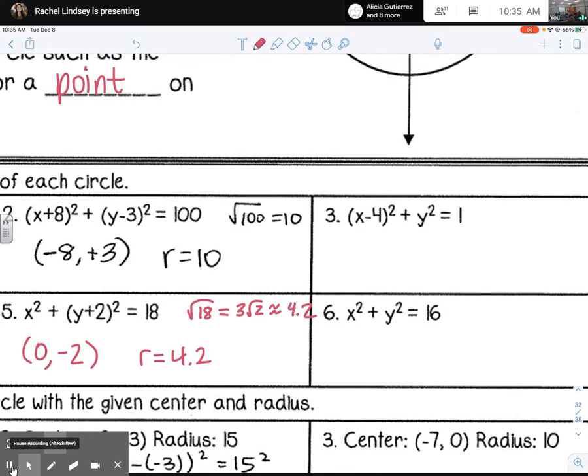Number 3, what would my center be? 4, 0. Because there's nothing with the y, so it would be 0. And then my radius, what's the square root of 1? 1. Number 6, what's my center? 0, 0. And then my radius, what's the square root of 16? 4. So my radius is 4.